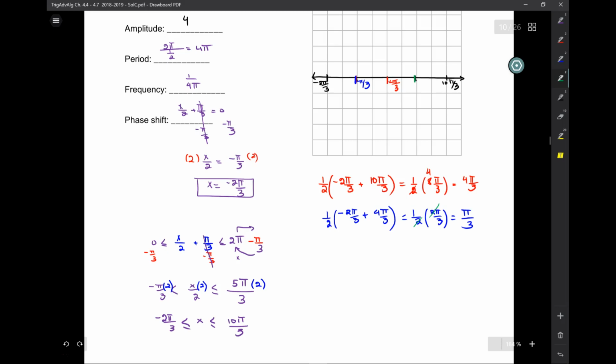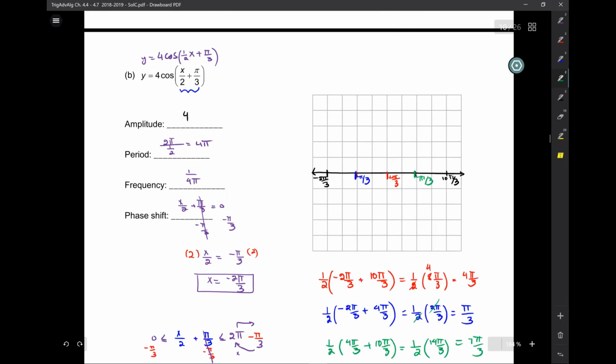The green is the halfway point of 4 pi over 3 and 10 pi over 3. Class is almost over, let me finish this. So that's half of 14 pi over 3, 7 pi over 3. Now it's almost over. We have a cosine here. It starts at 4, 1, 2, 3, 4, then down to negative 4, 1, 2, 3, 4, then 0, and then back to 4. So this looks like this.